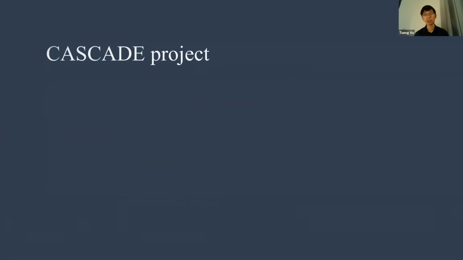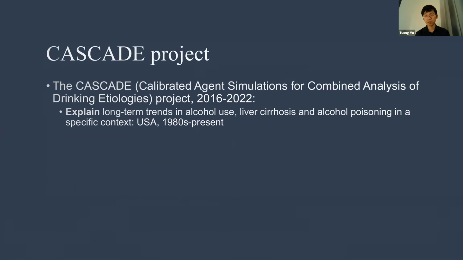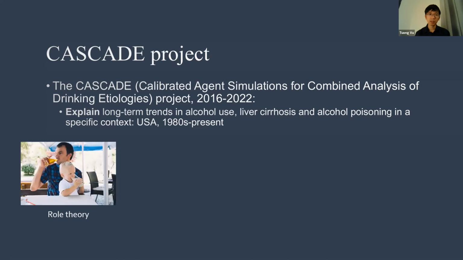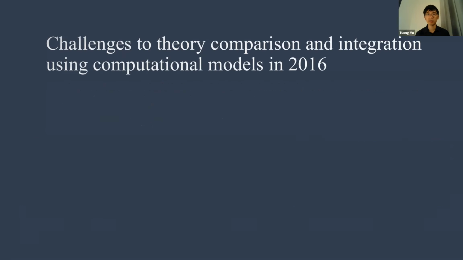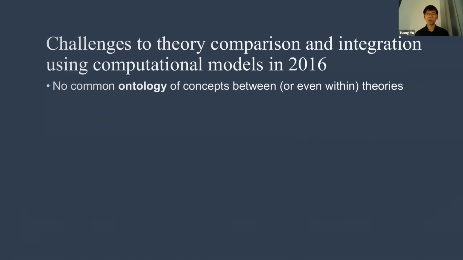So the Cascade project, we are funded by the National Institutes of Health, and we try to explain the long-term trends in alcohol use, liver cirrhosis, and alcohol poisoning in the US from 1980 to the present. When we look at explaining alcohol use, we found there are 4 source theories that can do this: role theory, behavioral economic theory, norm theory, and contagion theory. But we have some challenges while we try to compare and integrate these theories into models.